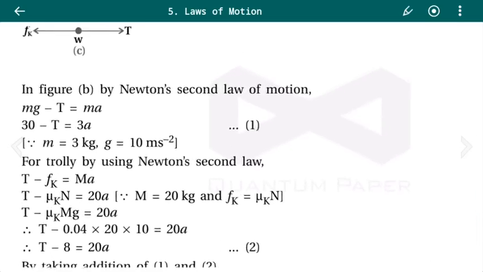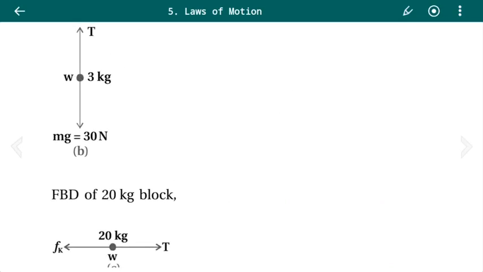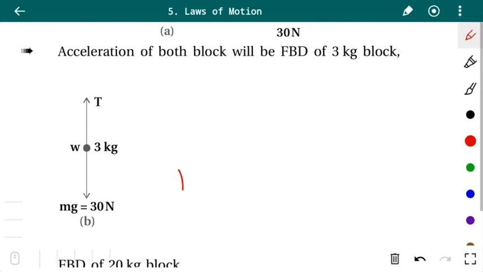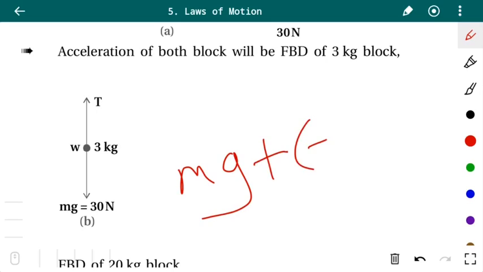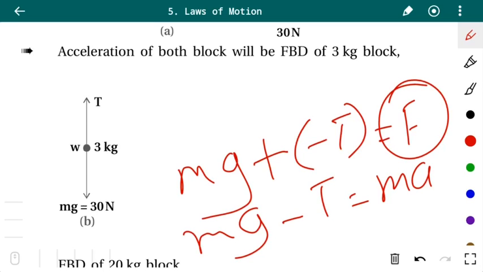In figure B, by Newton's second law of motion, we can write mg minus T equals ma. Let us take the resultant force: mg in the downward direction, and minus T because it is in the opposite direction, equals the external force. So it can be written as mg minus T equals force, that is ma. So mg minus T equals ma.